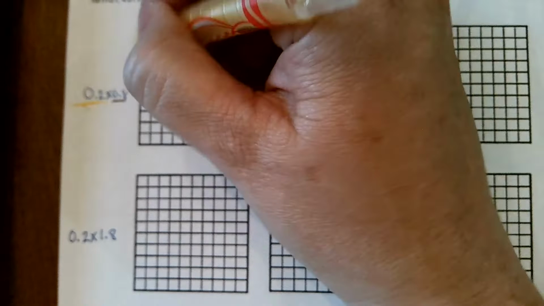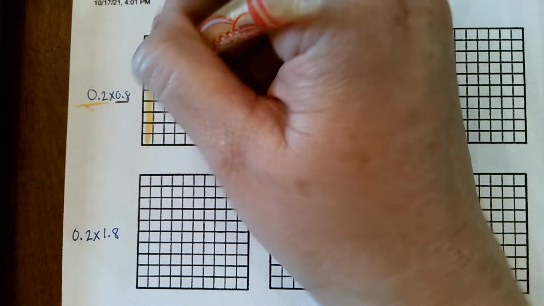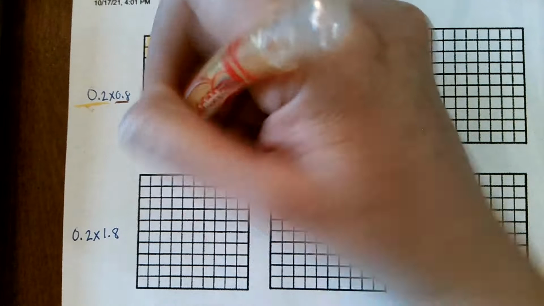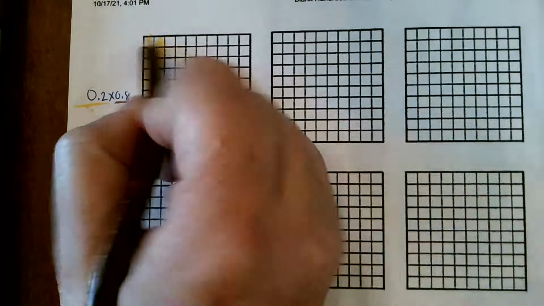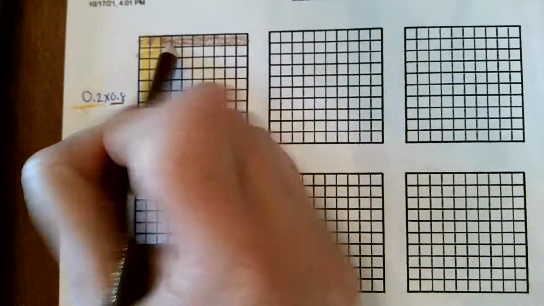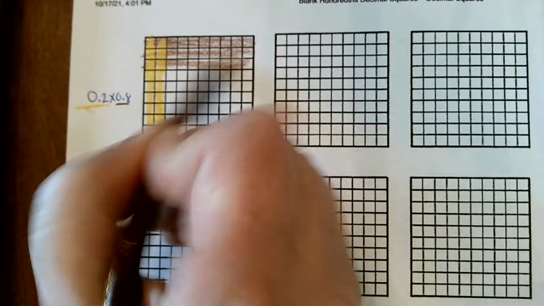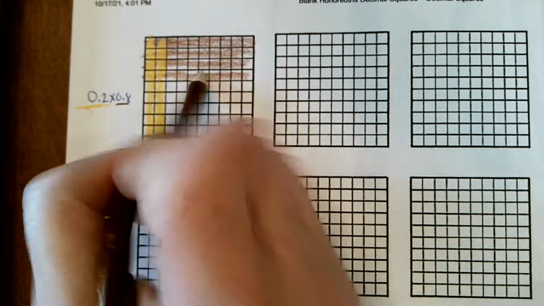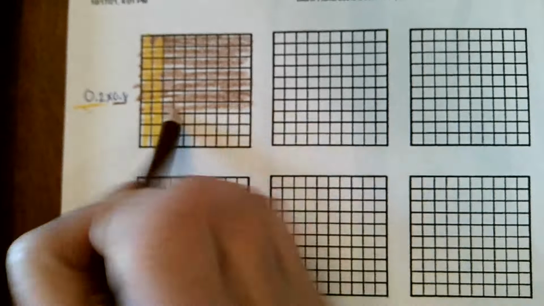So I'm going to start with the 0.2. So I'm going to do 1, 2, 2 tenths. And then I'm going to do the 0.8 horizontally. So 1, 2, 3, 4, 5, 6, 7, and 8.